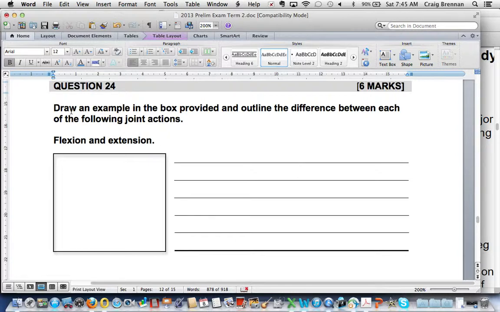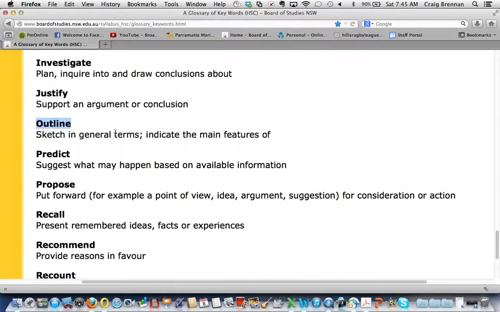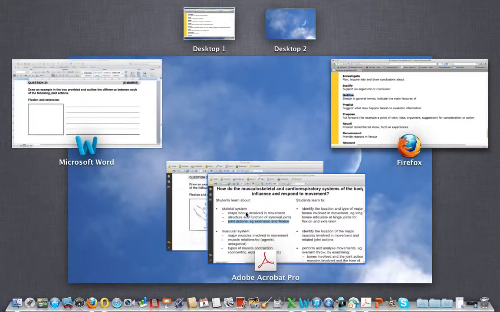There is an easier way of looking at it. First thing to notice is it says draw an example. So if students didn't draw an example in this box here, they couldn't get the question correct. That's the first thing. And then outline the difference between each of the following joints. The difference between them. So why are they different? Outline meaning, sketch in general terms, indicate the main features of. So what are the features of flexion? What are the features of extension? That's what the question's asking you to do.